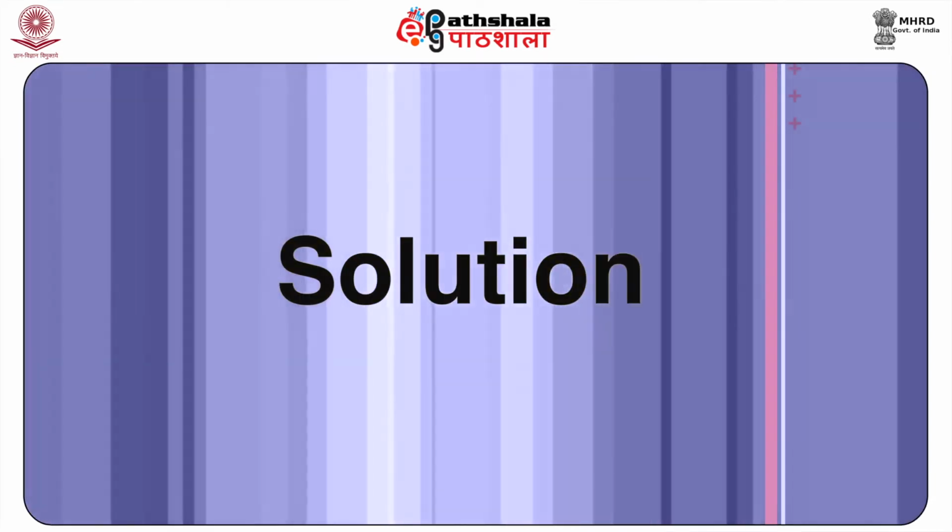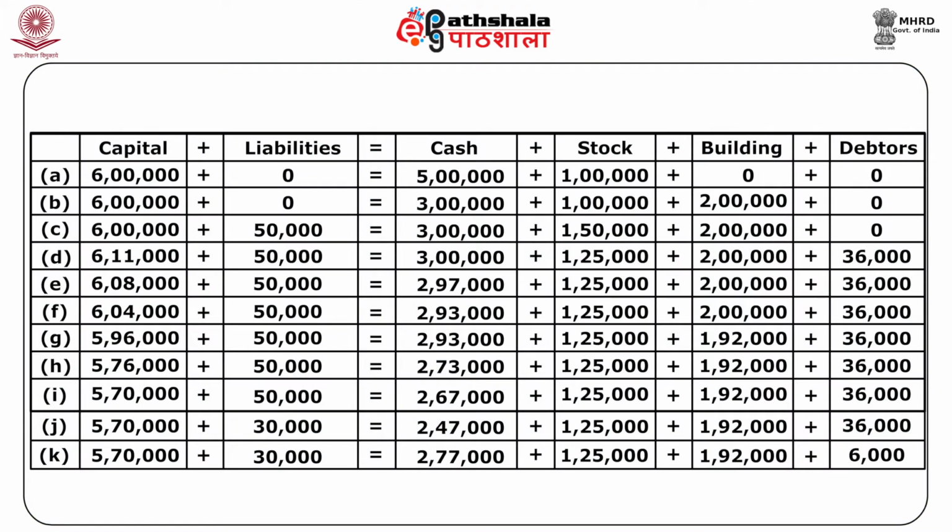Now let's come to its solution, where again capital plus liabilities is equal to cash plus stock plus building plus debtors. Let's come to A part, where 6 lakh of capital plus 0 liabilities will give you cash of 5 lakh plus stock of 1 lakh plus 0 building plus 0 debtors. B part, 6 lakh of capital plus 0 liabilities will give you 3 lakh of cash plus 1 lakh of stock plus 2 lakh of building plus 0 debtors. C part, 6 lakh of capital plus 50,000 of liabilities will give you cash of 3 lakh plus stock of 1,50,000 plus buildings of 2 lakhs plus 0 debtors.